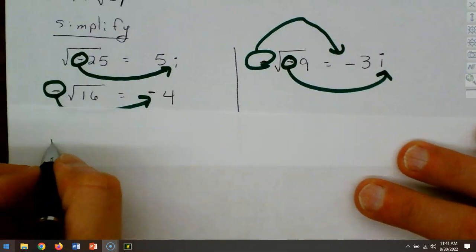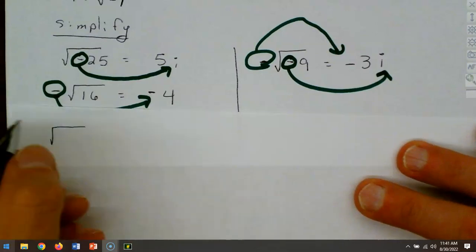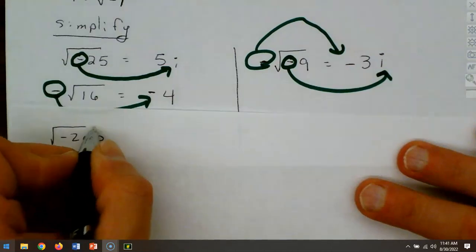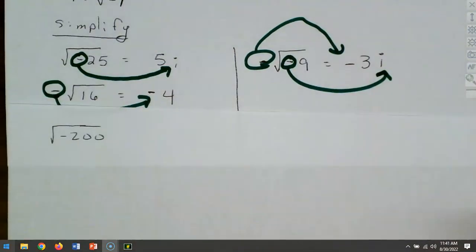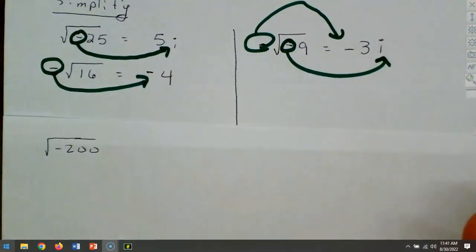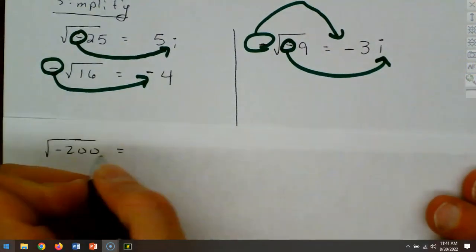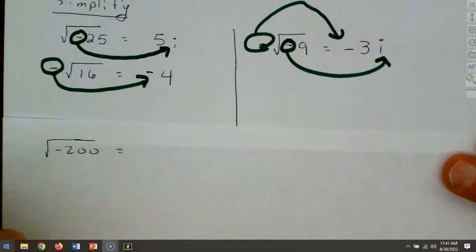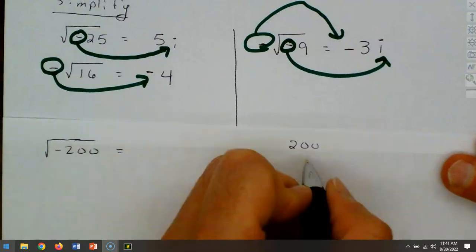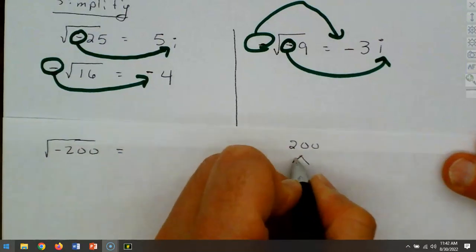How about the square root of a negative 200? So we're going to try to simplify this down. Well, how can we break up 200? Well, there's different ways of doing it. Now, what we want, though, is we want perfect squares.